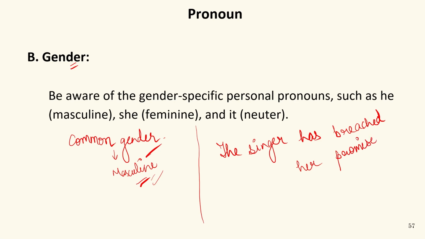Now we are using the word singer over here, and we know singer is a common gender. We don't know whether we are talking about a male singer or a female singer in this sentence. So writing her is incorrect. We should use his in place of her. For a common gender, preference should be given to the masculine gender only. So the correct sentence will be: the singer has breached his promise, not her promise.